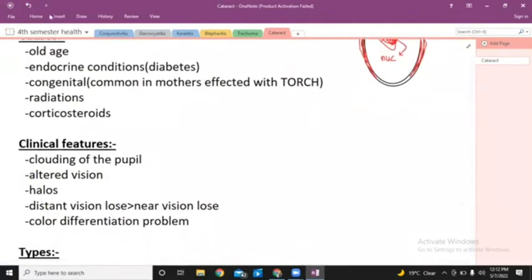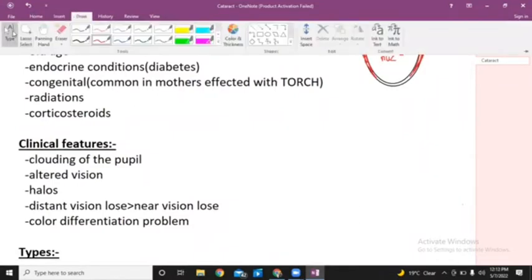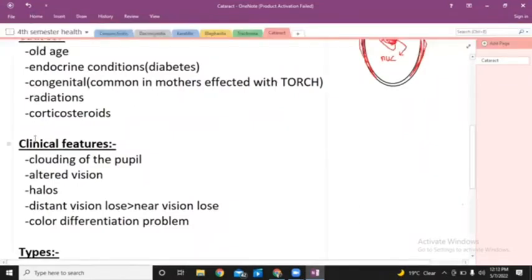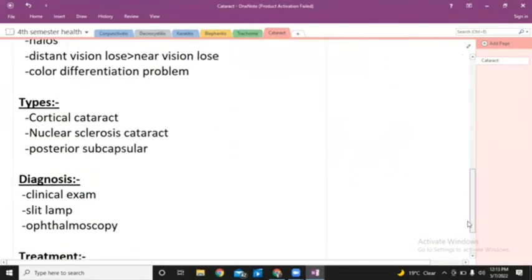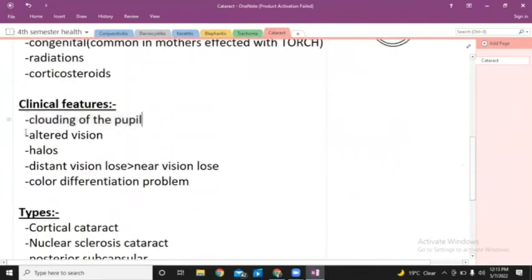Now come back to the clinical features. Imagine some patient having a complaint arrives in your office. What complaints will the patient have if he has a cataract? He will have clouding of the pupil. This is very important and a differential point in diagnosing. You have to examine the patient, and if you find clouding of the pupil, just like in this picture, you can see that not the whole cornea is affected, but only the central pupil part. It means that this is a kind of cataract. So clouding of the pupil will be there in the patient's eyes.